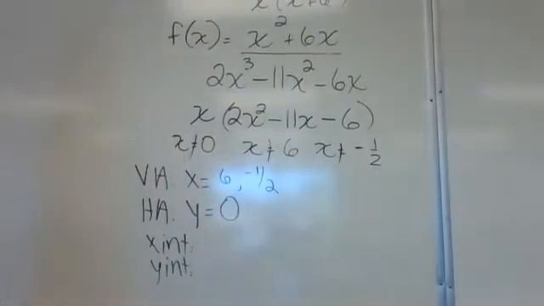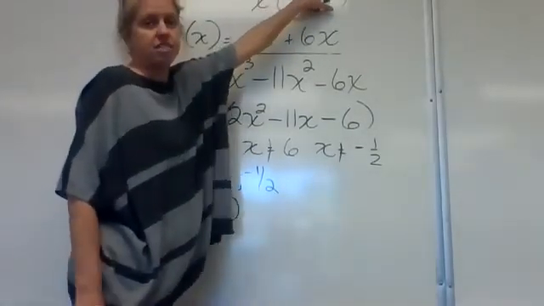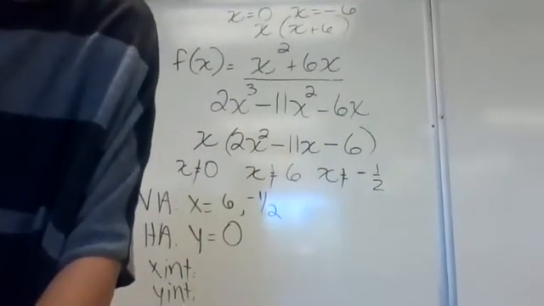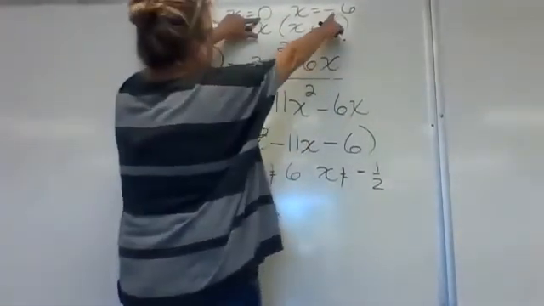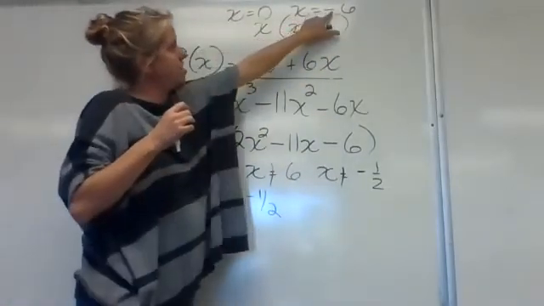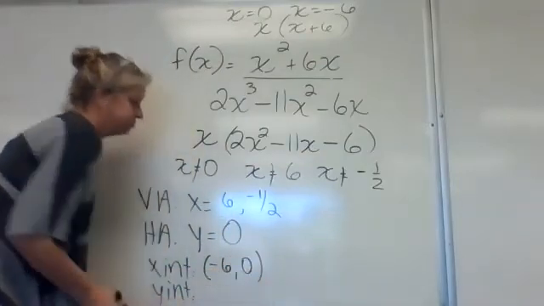All right, X-intercepts. Zeros of the numerator, so it's 0 and -6, that are not also zeros of the denominator. So which one of these is also a 0 of the denominator? This 0. So its X-intercept is at -6, 0.